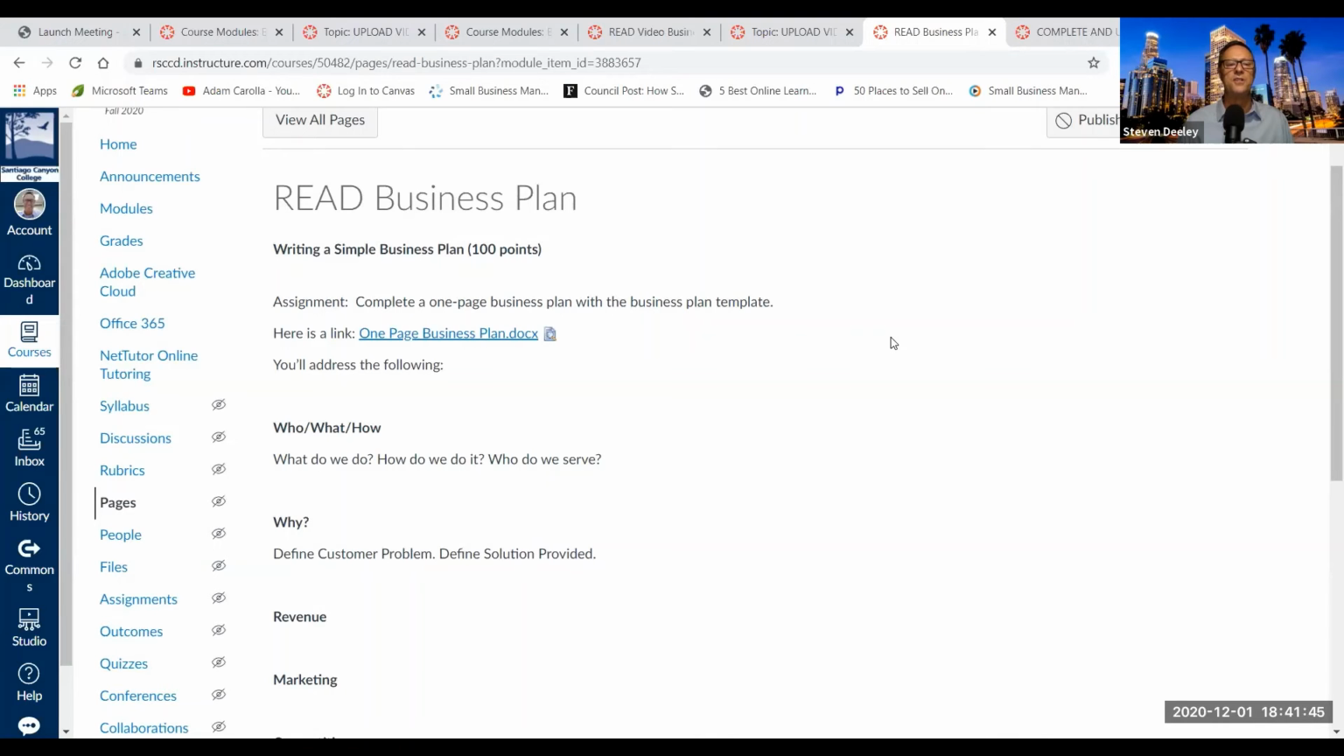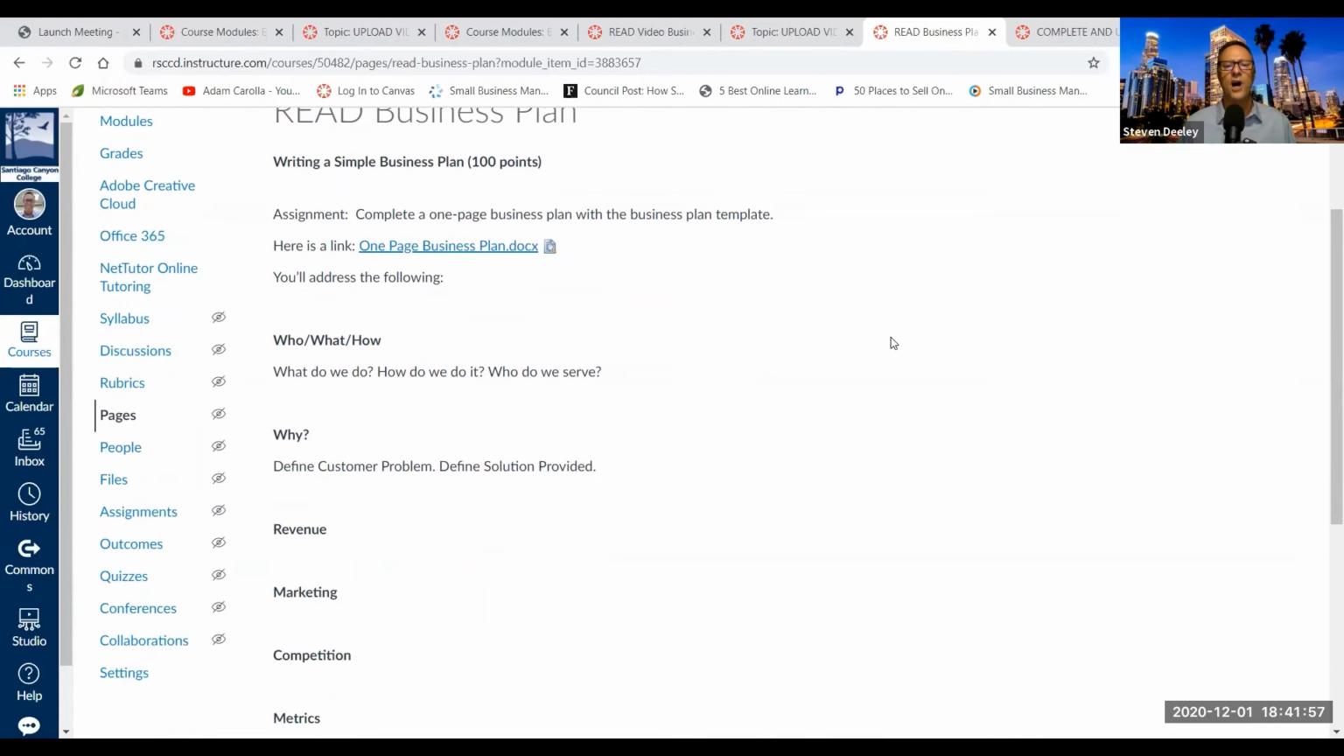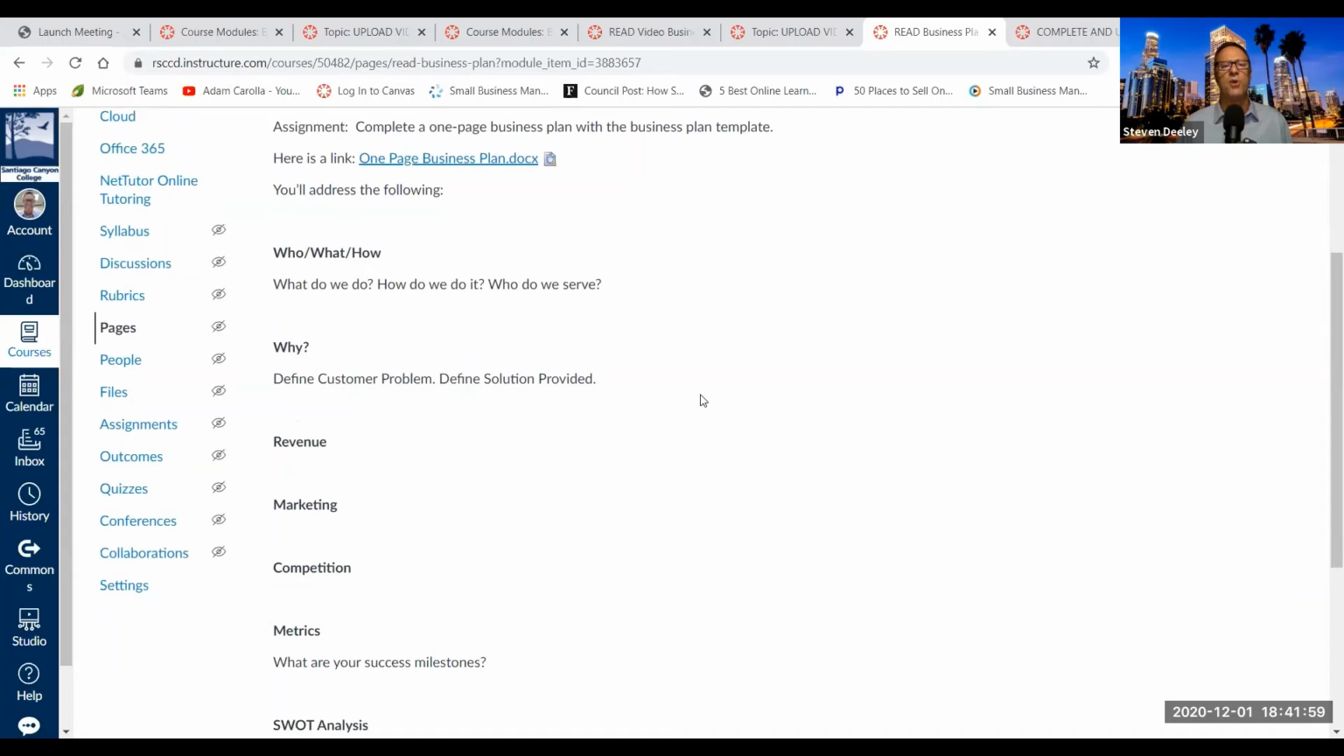The first part is who, what, and how. What do we do? How do we do it? And who do we serve? So that's, again, talking about who are your customers, right? What's your product and that sort of thing. Why? And this is your value proposition. In other words, what's the customer problem and what's the solution that you're providing?